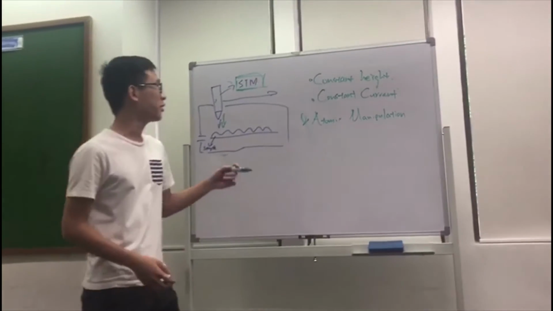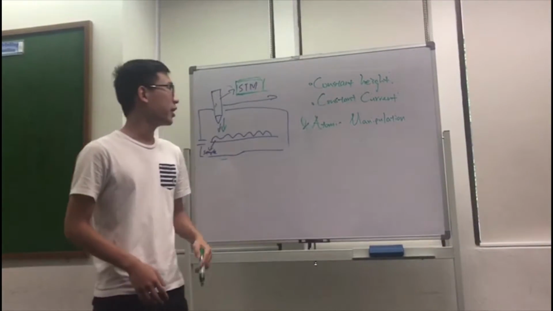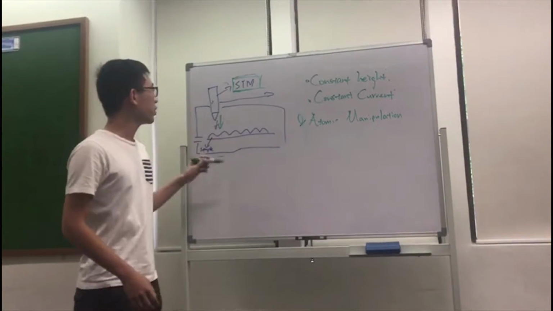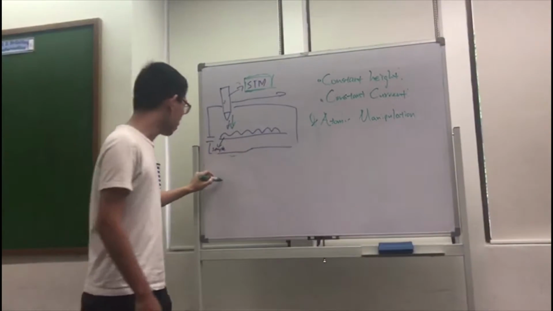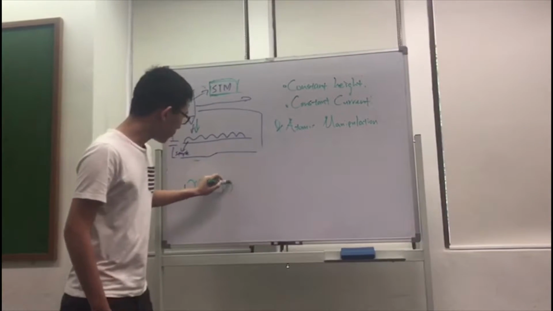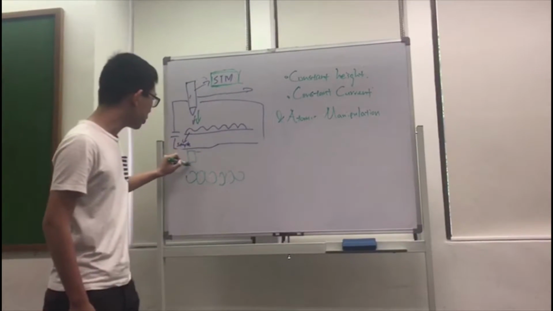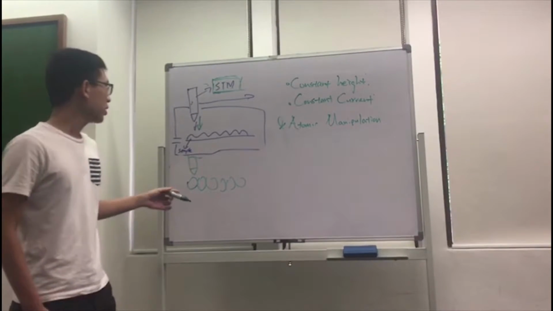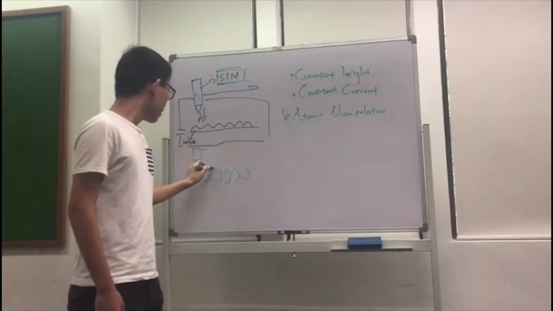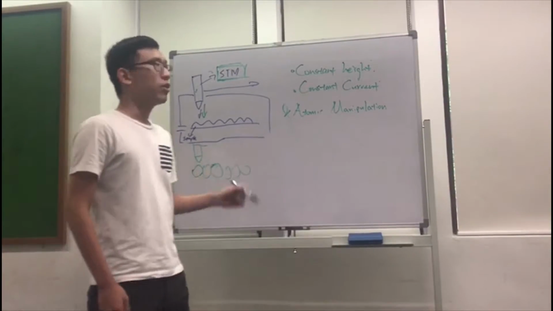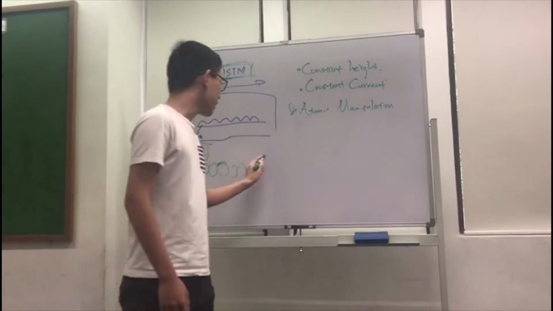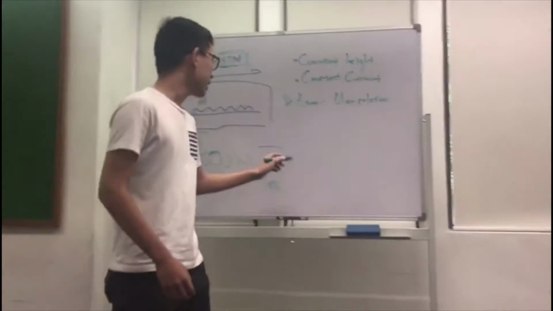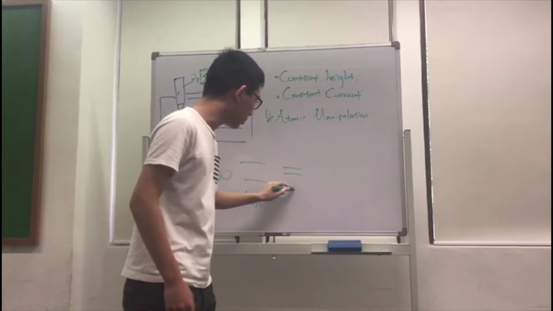Okay guys, I'm Philip and today I'll be explaining the constant height and constant current. So what's constant height? When the STM machine is moving across a row of atoms, it looks something like this. This is the STM machine. As we see, there's a distance between the STM machine and the atoms, and from what we learned just now about the tunneling effect, when there's more distance, less current will go through, and when there's less distance, more current will go through.